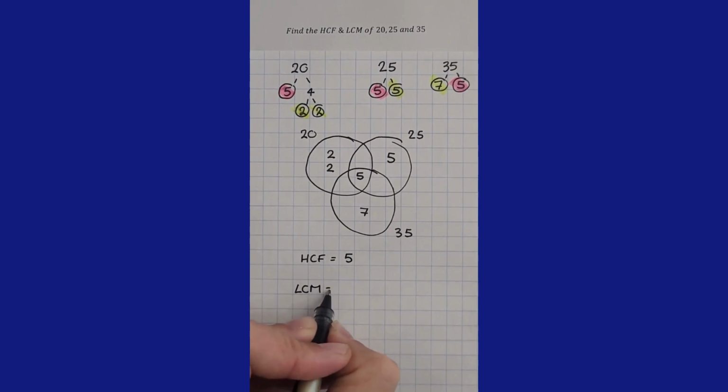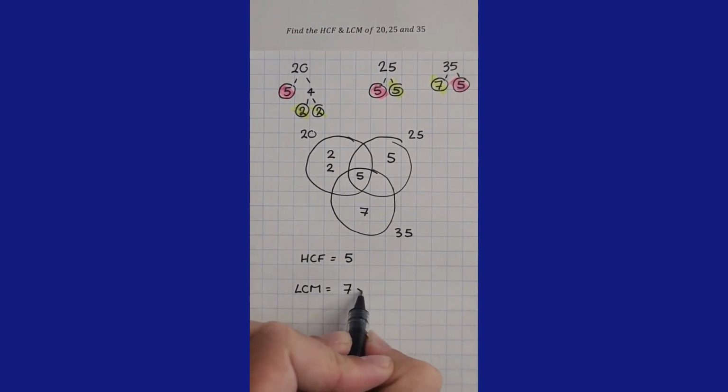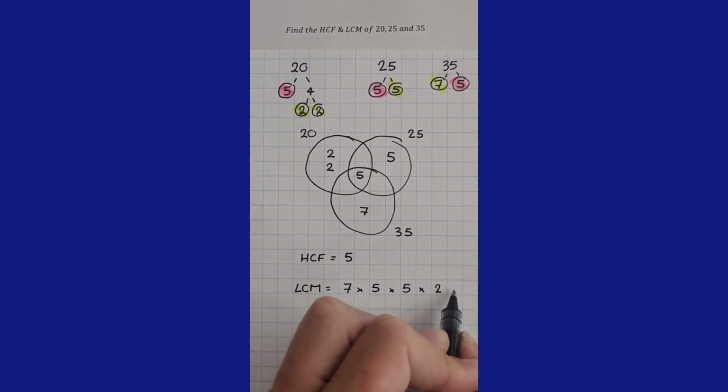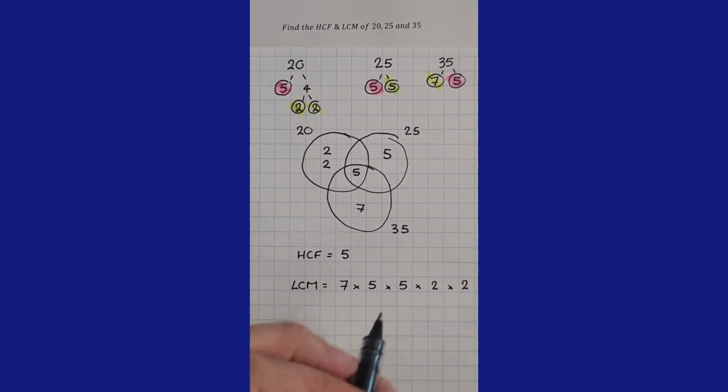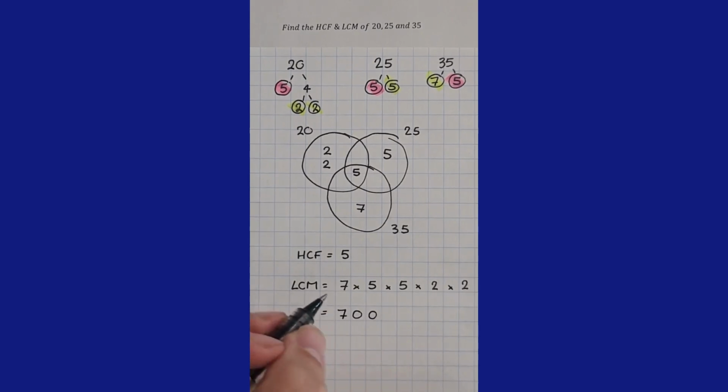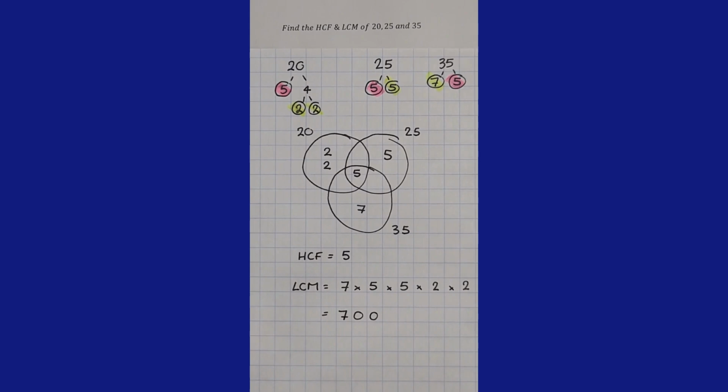Lowest common multiple, again, from prior examples, we're going to multiply all of our numbers in the Venn diagram. And again, if you need to break it down and do the calculation separately, that's fine. But I know 7 times 5 is 35. And then 35 times 5 is going to be 175. And then if we double 175, we get 350. And if we double 350, we should get 700. So that's how we would work out lowest common multiple.